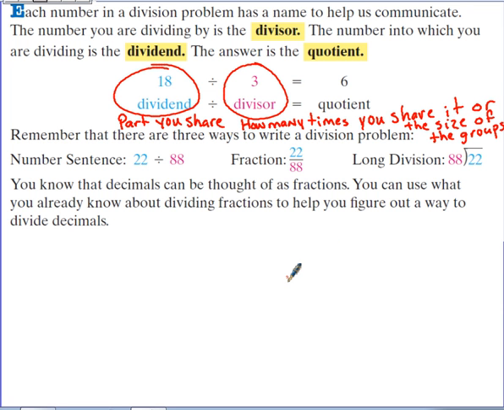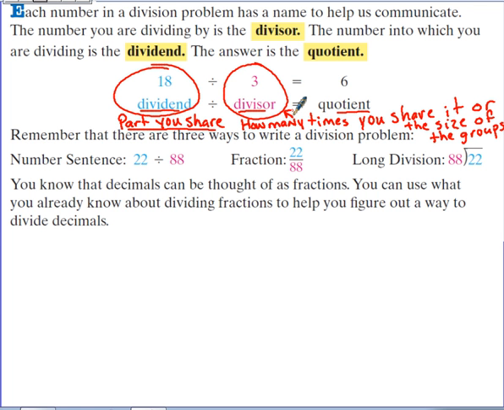So you could either do something like sharing 18 pieces of candy with 3 people, so each person gets 6 pieces of candy, or you could say you have 18 pieces of candy, you're going to give each person 3 pieces, so 6 people would get candy. So put this into your C notes. This example, 18 divided by 3 equals 6. Label it dividend, divisor, quotient. And make sure you include this part: you share, how many times you share it, or the size of the groups. That's your divisor. Your quotient is the answer.